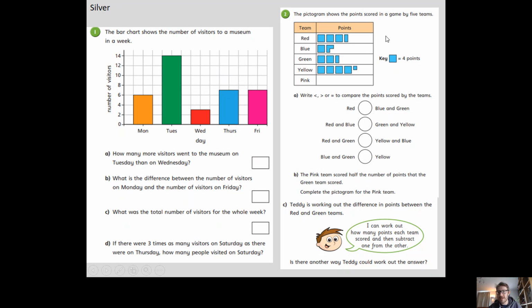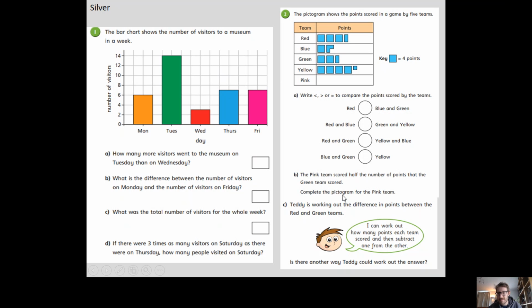A pictogram shows the points scored in a game by 5 teams. So similar to the rounders question, you were comparing the points scored and remembering, hopefully, to look at the key. So it's the same again as the question we looked at previously. 1 blue square represents 4 points. So hopefully we're able to compare those.